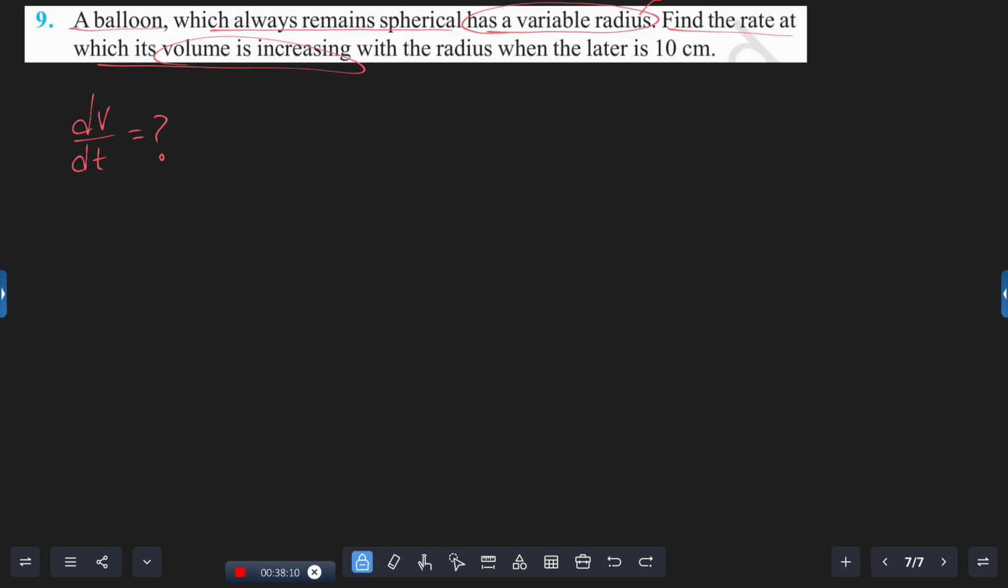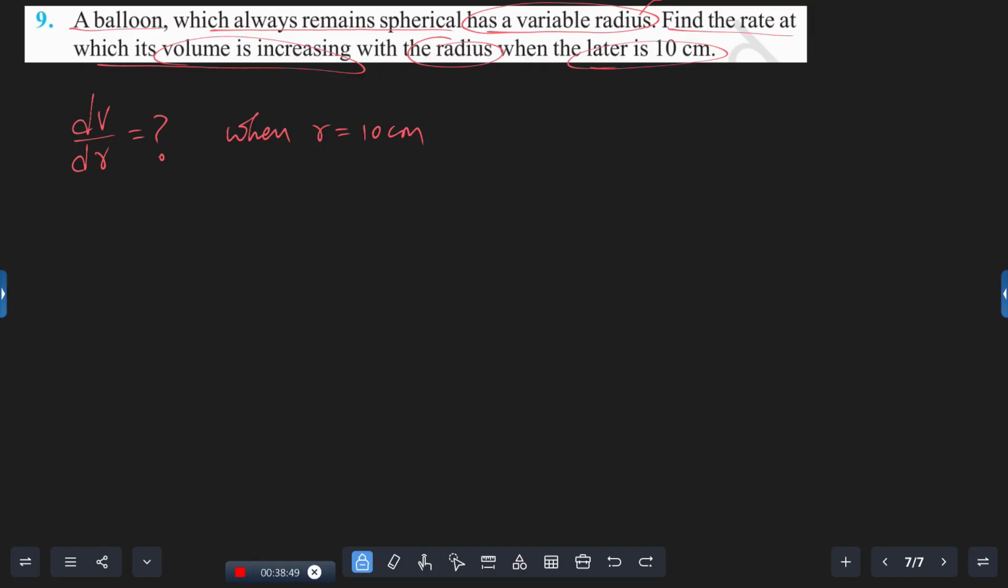sorry, not dV by dt. Why? Because, listen, not dV by dt. You can realize that volume is increasing with the radius dimension. With the radius, then dV by dr. dV by what, my dear? dr. Very important. It is increasing with the radius, which means the radius is changing the volume. When the radius is 10 centimeter, you have to find dV by dr.